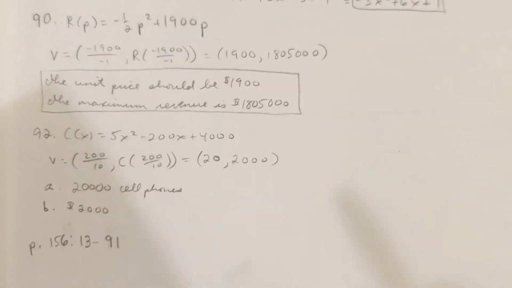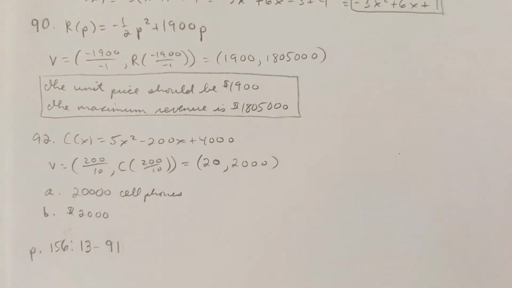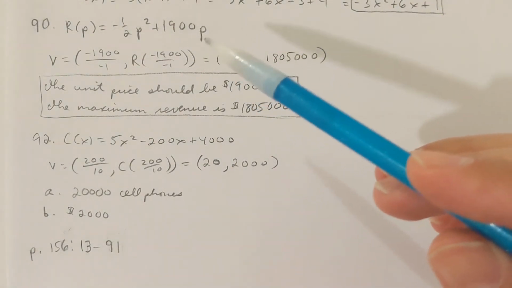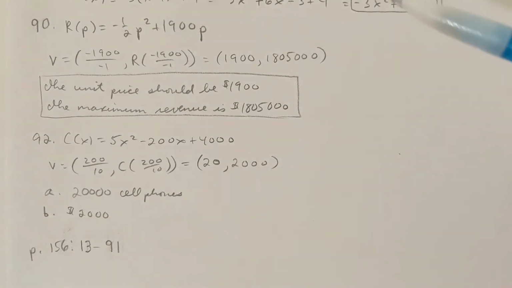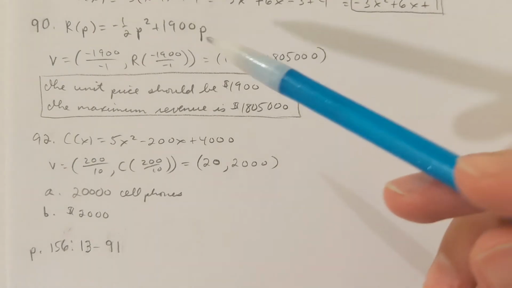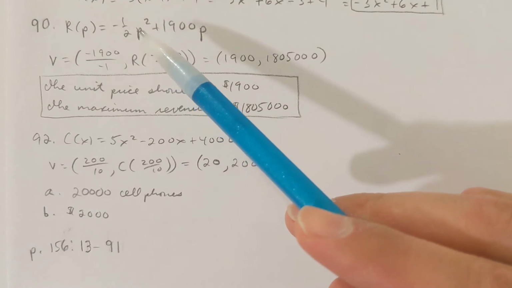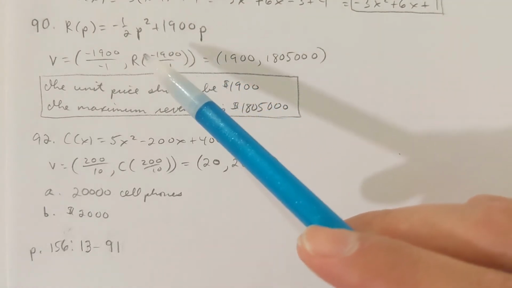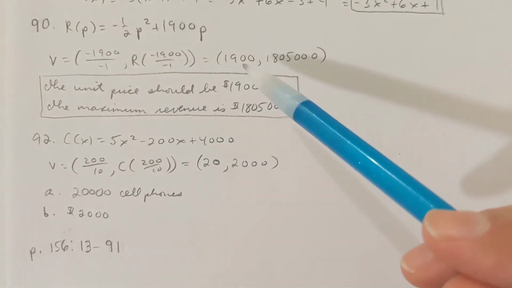Maximize is a key word. And so I just simply find the vertex. I know I've got a parabola that opens down. And so finding the vertex means that I would be maximizing the revenue. R(P) is the revenue. Negative b divided by 2a, that's negative 1900 divided by negative 1, is 1900.